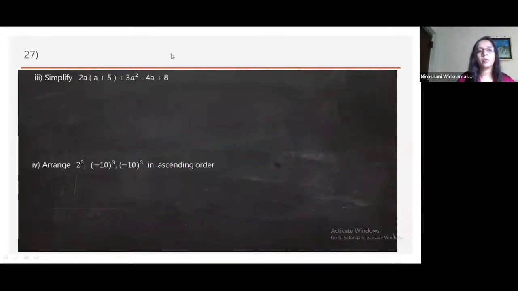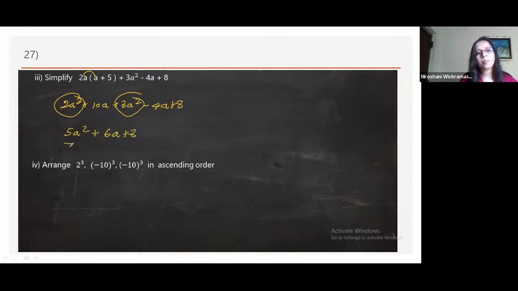Last question. Before that, you have two parts of 27. Simplify 2a(a + 5) + 3a² - 4a + 8. You have to simplify this. 2a into a, 2a², plus 2a times 5, 10a, plus 3a² - 4a + 8. 2a² and 3a², 5a² plus 10a minus 4a, that is 6a, plus 8.